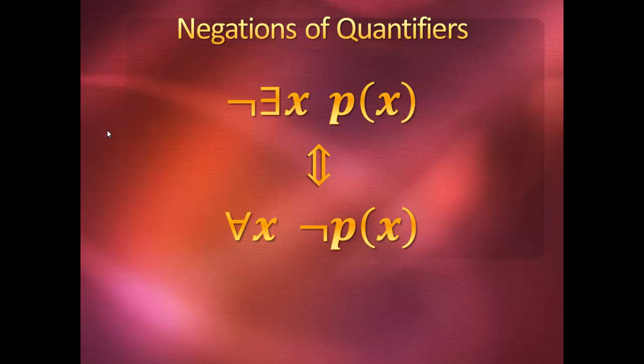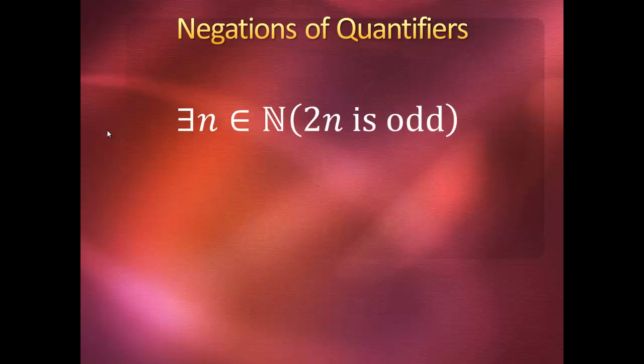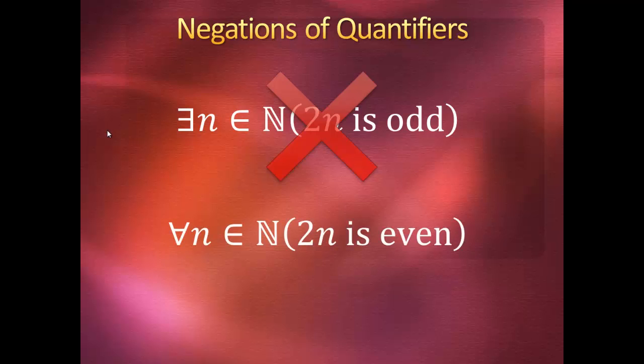Perhaps we may have the statement that there exists a little n in the natural numbers such that 2n is odd. That's not true because we know that for all natural numbers n, 2n must be even. So similar to before, we can move a negation inside an existential quantifier by switching it to a universal quantifier.